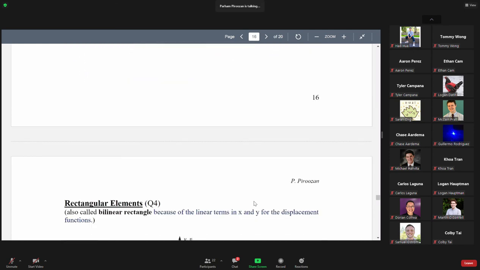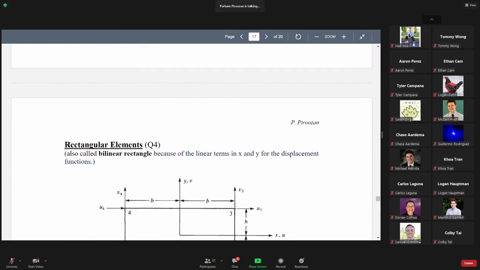All right, any questions about this before moving on to talk about quadrilateral elements, or more specifically, rectangular elements?